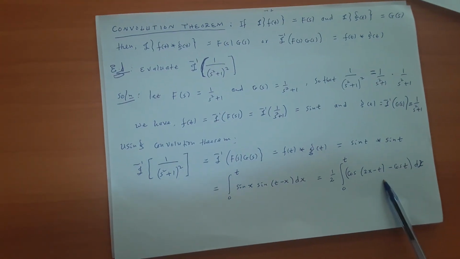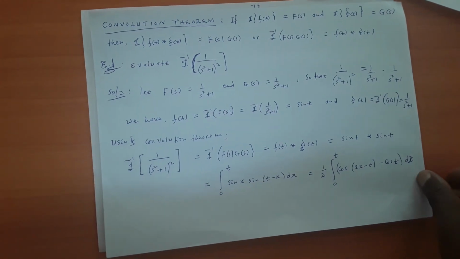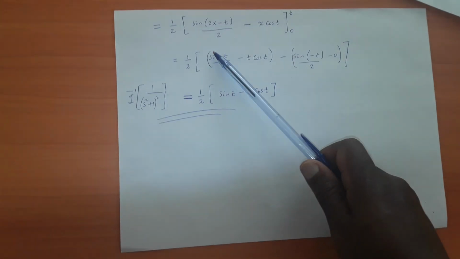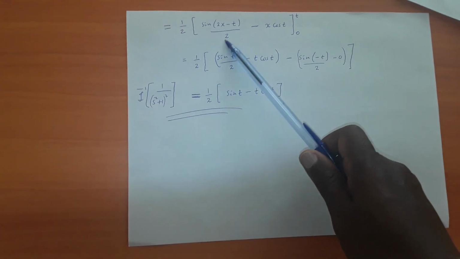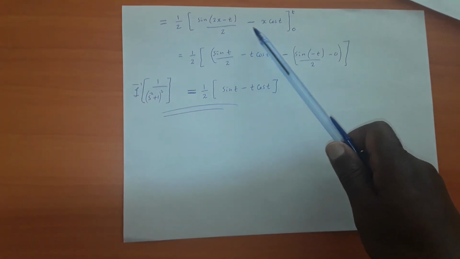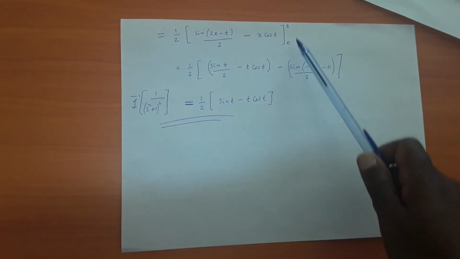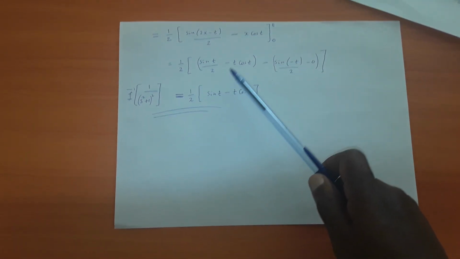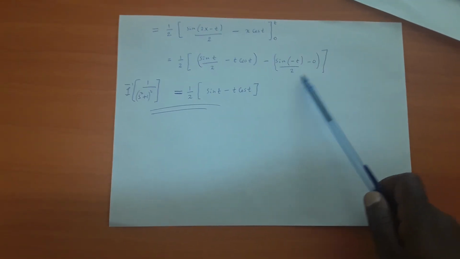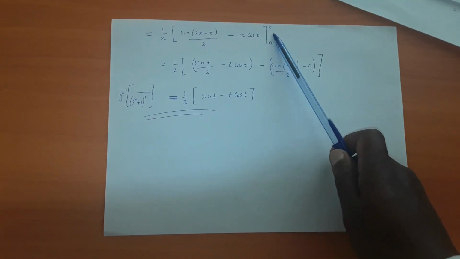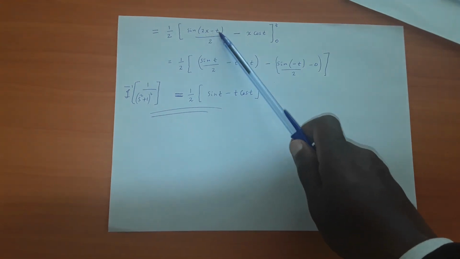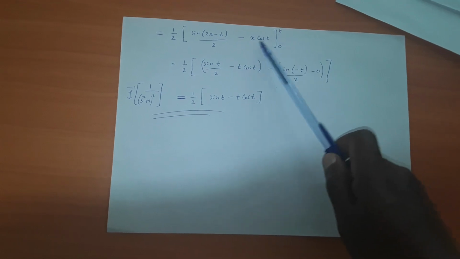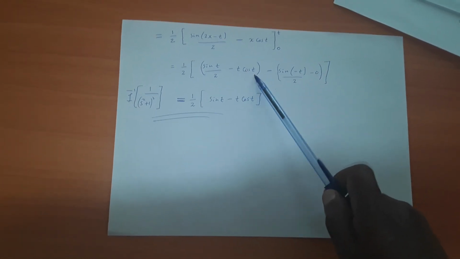because this was an integration of this, term-wise integration you can apply directly, it's possible. So making integration using the substitution rule, we get this form: half of sin of 2x minus t over 2, minus x cos t, evaluated from 0 to t. Therefore, half of sin t over 2 minus t cos t, minus sin of 2t minus t, at x equal to t. If x is t, then 2t minus t is t, so sin t over 2 minus t cos t.